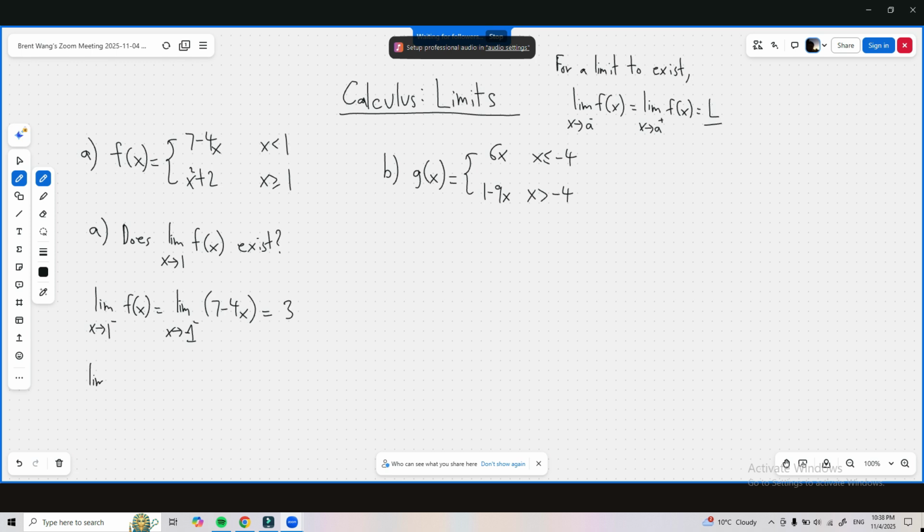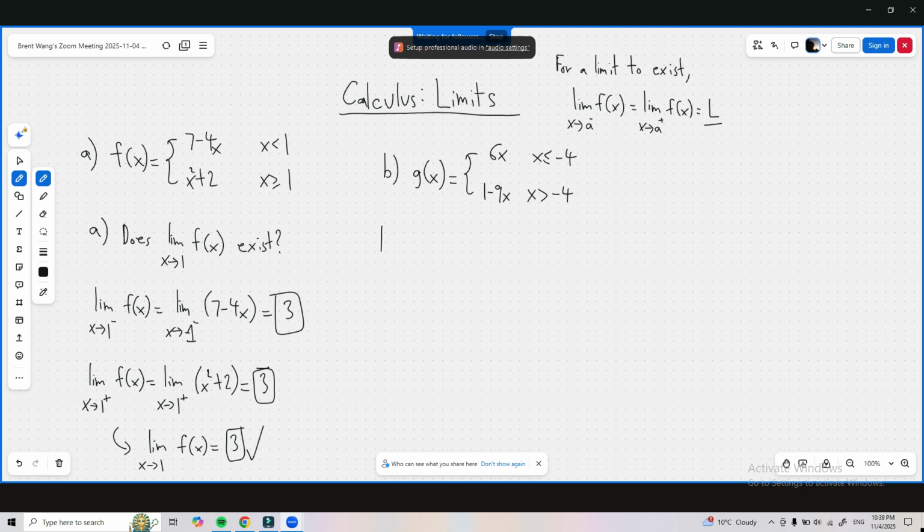Lim as x approaches 1 from the positive side of f of x is equal to lim as x approaches 1 from the positive side of x squared plus 2. And this is 1 squared plus 2, which is equal to 3. Both sides of the limit are the same, so as a result, lim as x approaches 1 of f of x is equal to 3, and that's our answer.